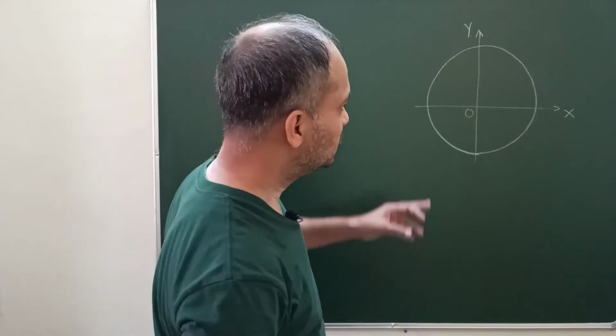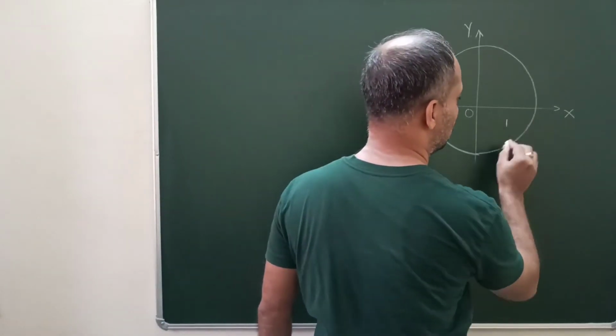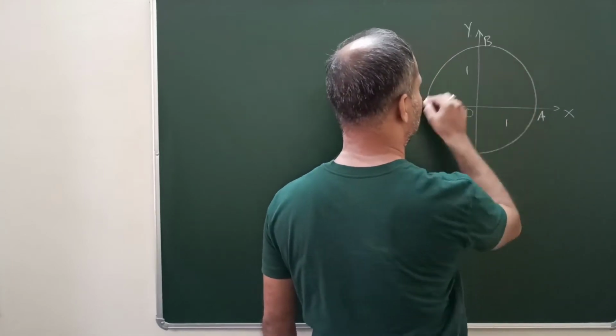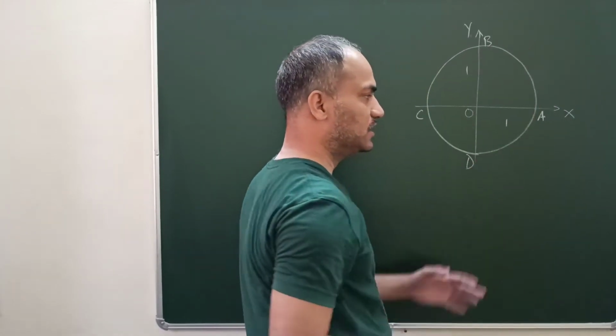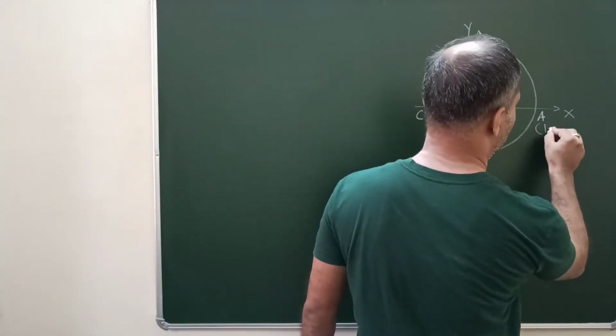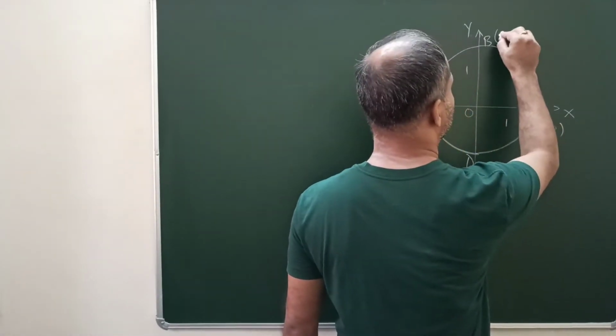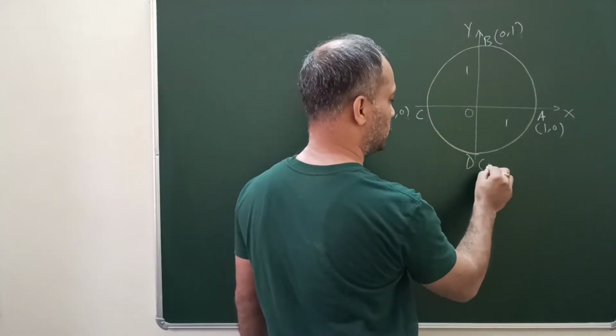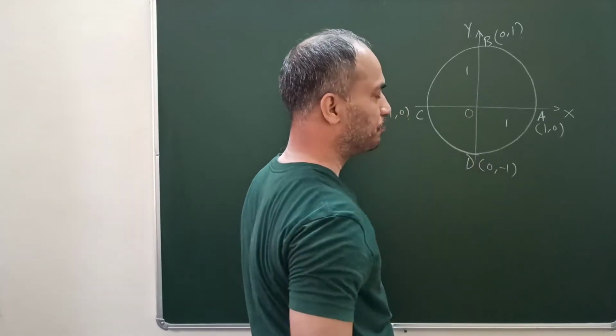Now we have considered a unit circle. Obviously the radius is 1 and the points are A, B, C, D which cut the axes. So the coordinates of these points will be (1, 0), (0, 1), (-1, 0) and (0, -1).